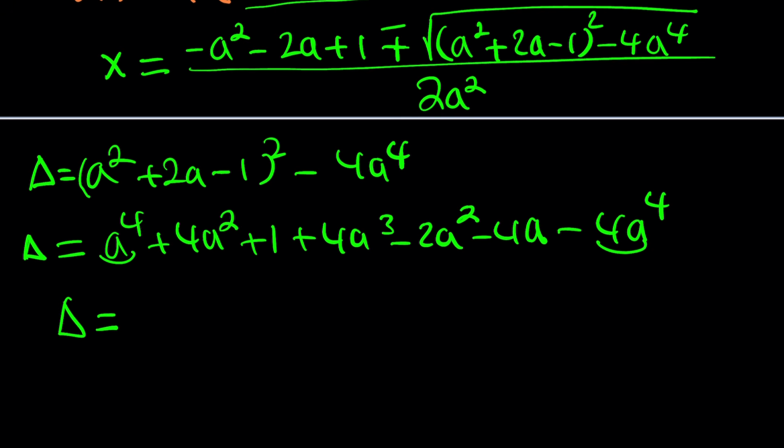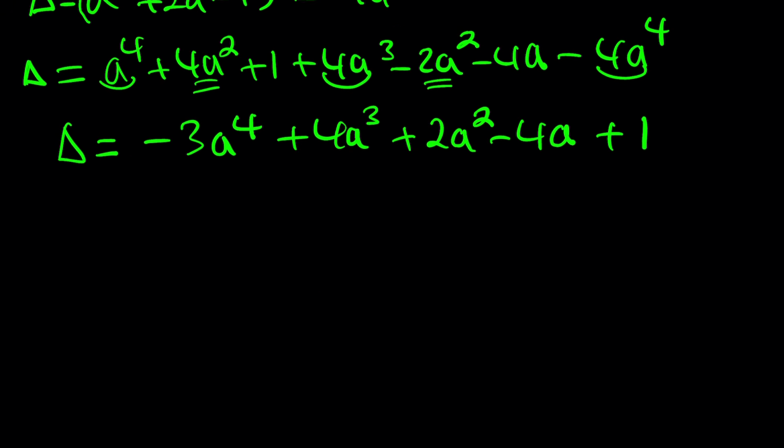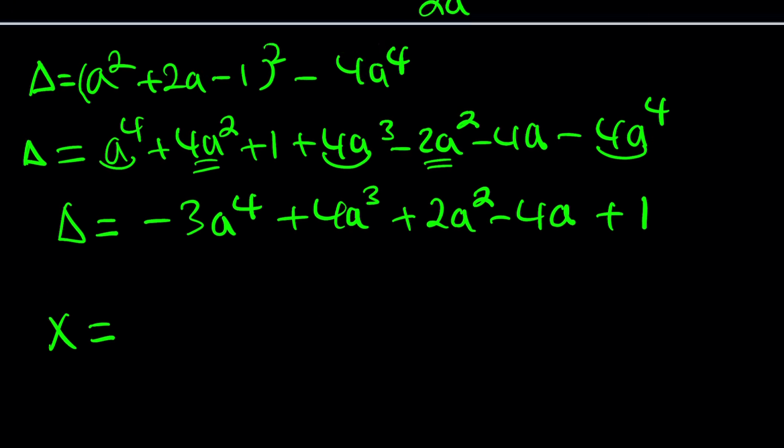Now, if you simplify some terms, first of all, this is going to give you negative 3a to the 4th plus 4a cubed. And then I have 4a squared minus 2a squared, which is 2a squared. And then you have the minus 4a and then plus 1. Well, it didn't really turn out that nice, but again, we did get a solution, right?